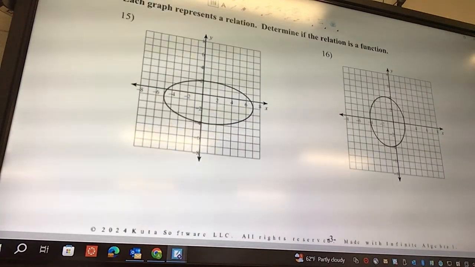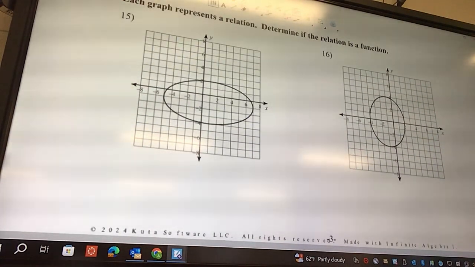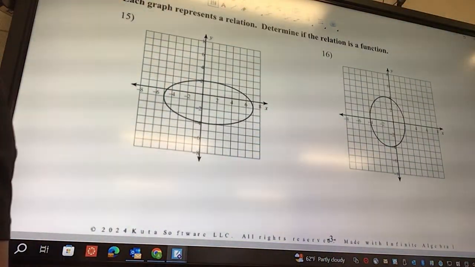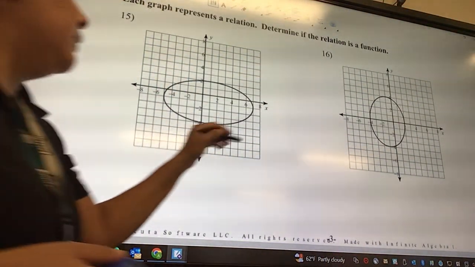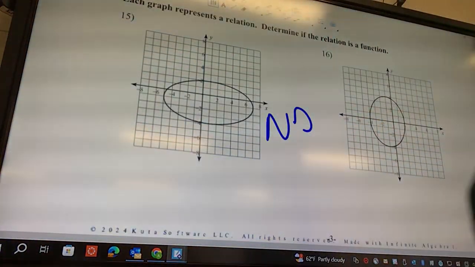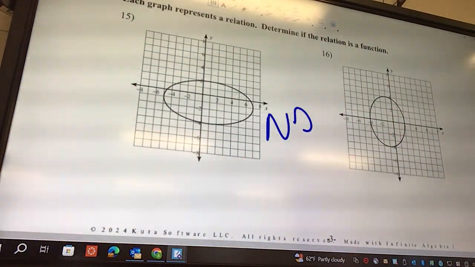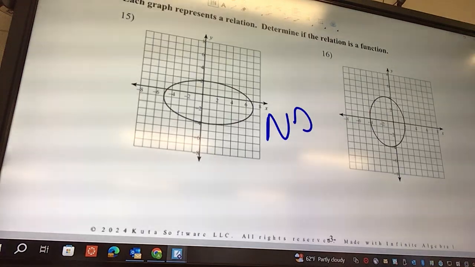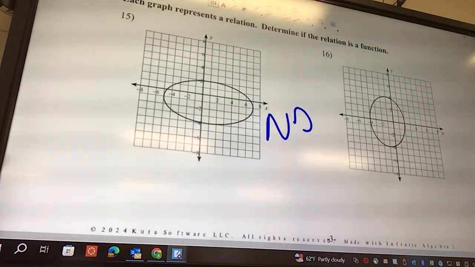Okay, 15, determine if it's a function. Is that a function? No, why not? Yeah, okay, so the vertical line test, anything that's going to be a closed shape, circle, square, triangle, or a sideways shape is going to be a no, okay?